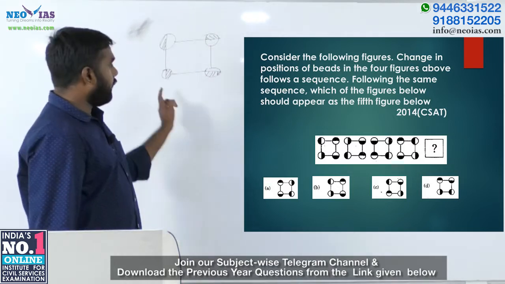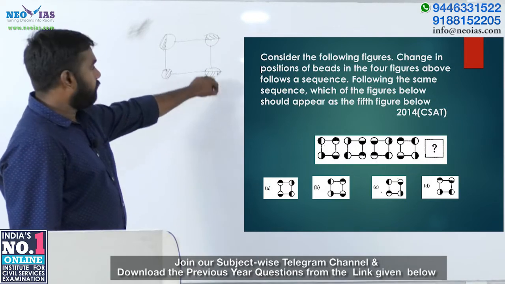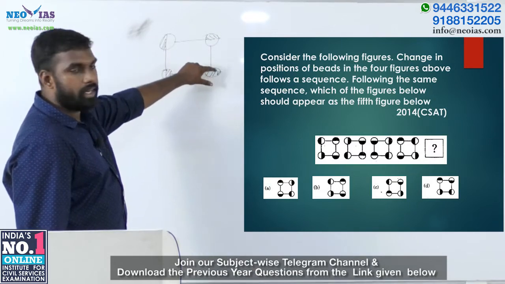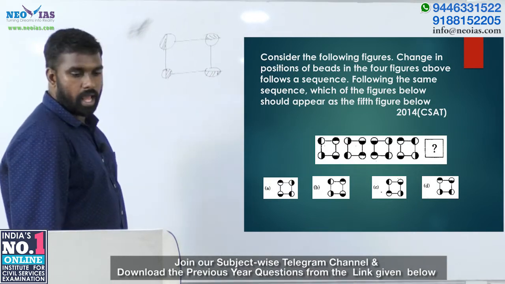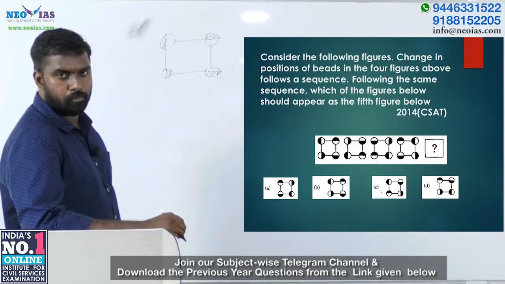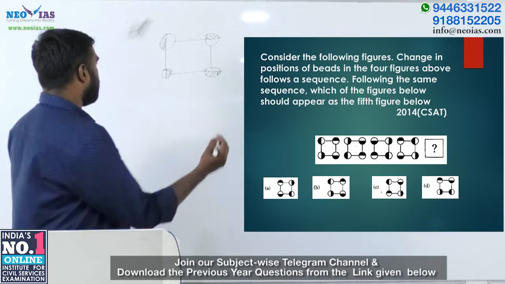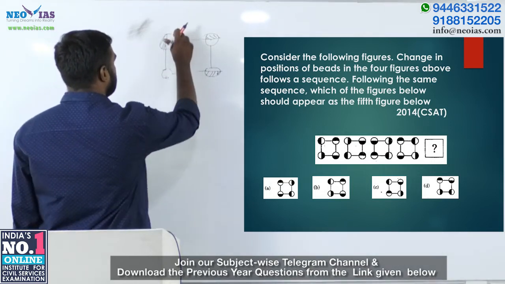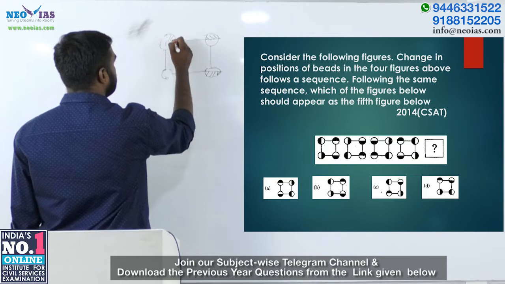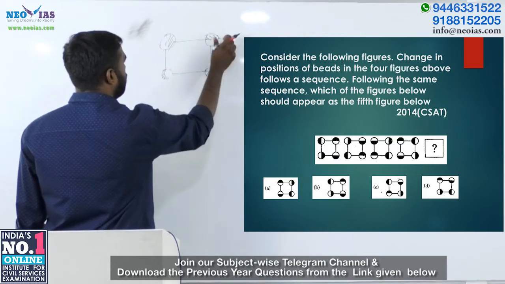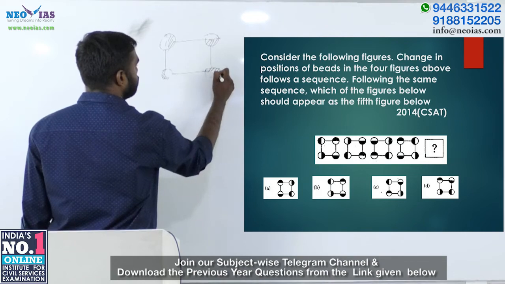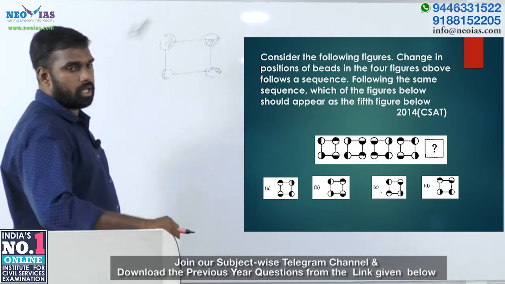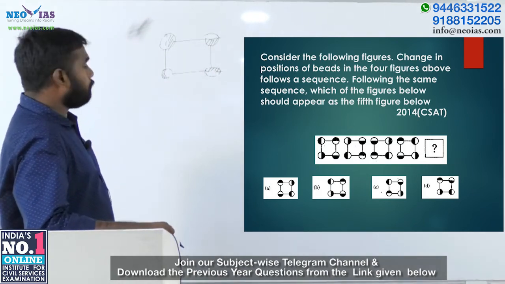When it comes to the next figure, whichever is blackened becomes white and whichever is white becomes dark. So that is what happens in the second figure. It is very evident. In the second figure, this will change its position, right? This is what happens in the second figure.